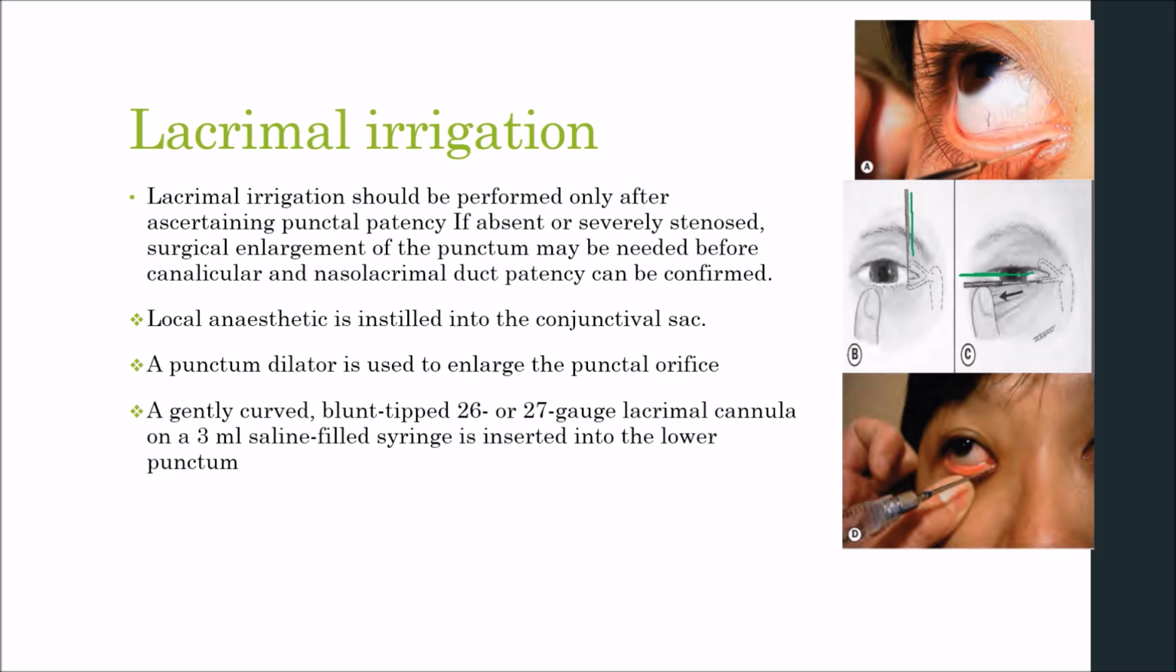A gently curved blunt tip 26 or more commonly 27 gauge lacrimal cannula on a 3 ml saline filled syringe is inserted in the lower punctum, and whilst keeping a gentle stretch laterally on the eyelid, advanced a few millimeters, following the contour of the canaliculus. Now, there can be two outcomes of this test.